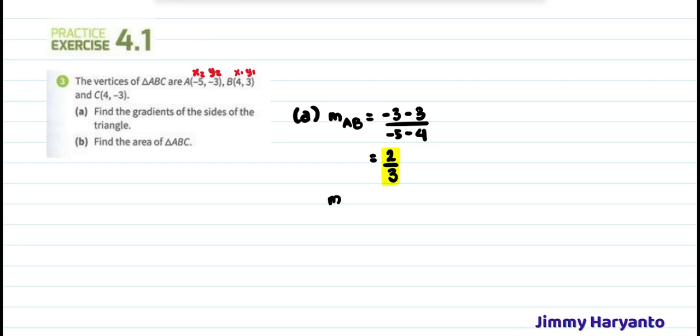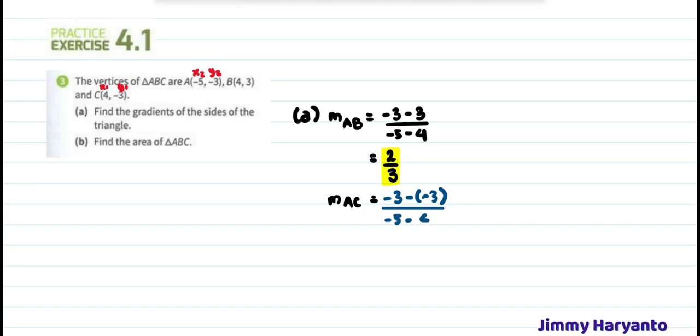Next is the gradient of AC. It's the same formula. So y2, negative 3 minus negative 3, and then x2 minus x1. For this one, the result is 0. That means the line will be a horizontal line.